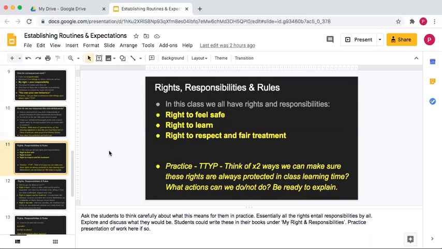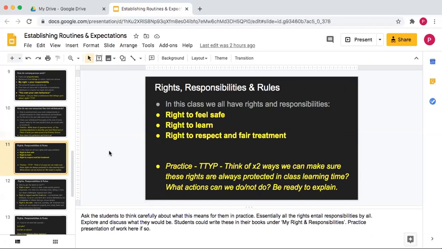Then almost at the end here, we talk about the 3 R's I mentioned at the beginning. Bill Rogers' 3 R's. He talks about rights, responsibilities, and rules. 3 rights that I believe students have. The right to feel safe, the right to learn, the right to respect and fair treatment.